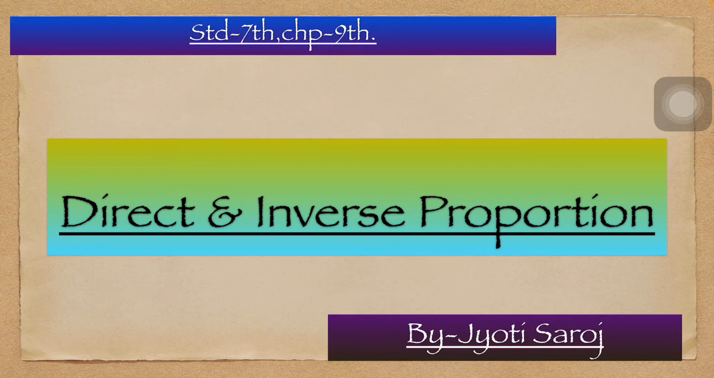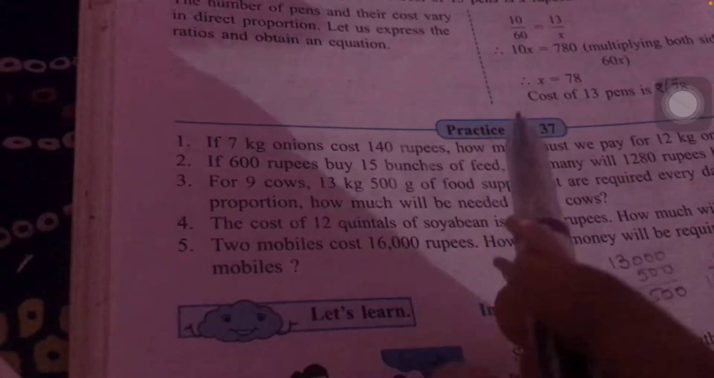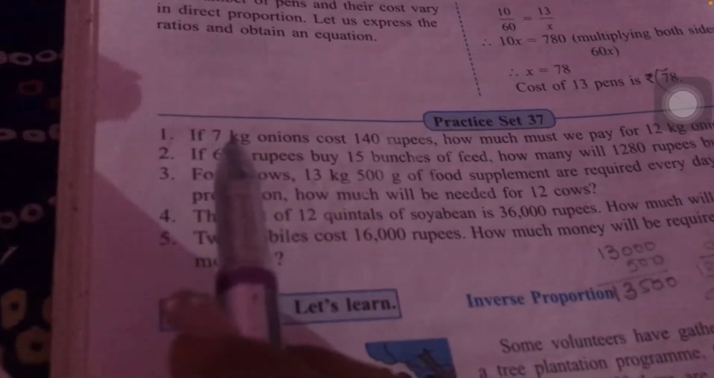Today we are going to start with a new interesting chapter, direct and inverse proportion. So let's begin. Let us start with the first practice set of this chapter, practice set 37. Now let us see practice set 37.